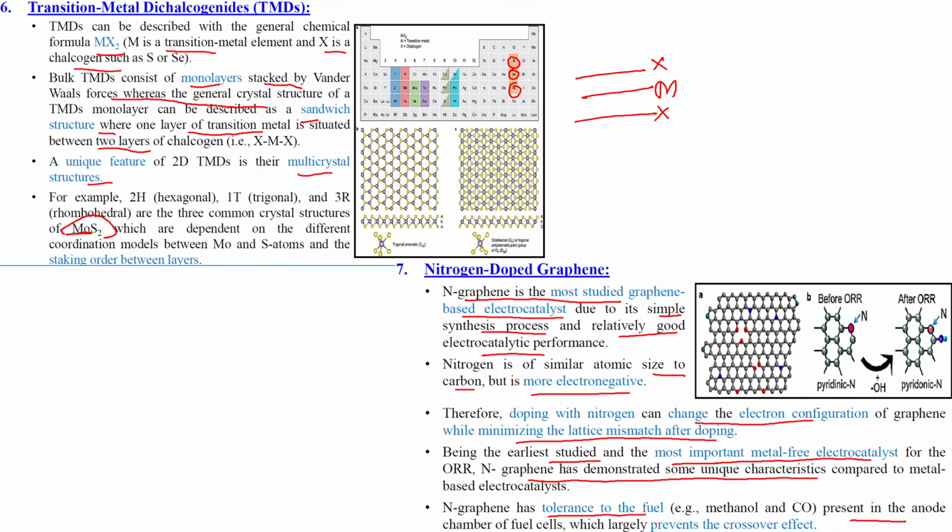Another advantage with the nitrogen doped graphene is that it has good tolerance to the fuel, like to the biomass and all. I mean, if different gases are produced at different electrodes, then nitrogen doped graphite has good tolerance to the fuel, that is carbon monoxide, carbon dioxide and methanol. It does not react with the nitrogen doped graphite. Therefore, it does not allow it to move to the other electrode, and mixing of hydrogen and different other side gases does not take place. Okay.